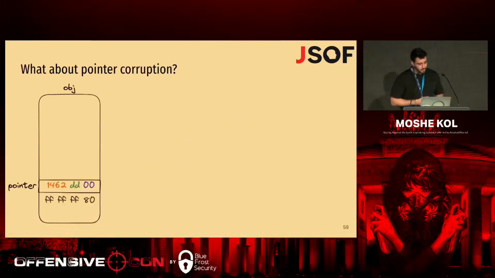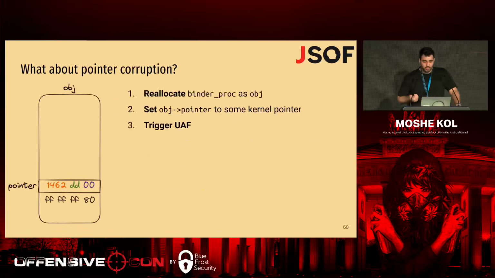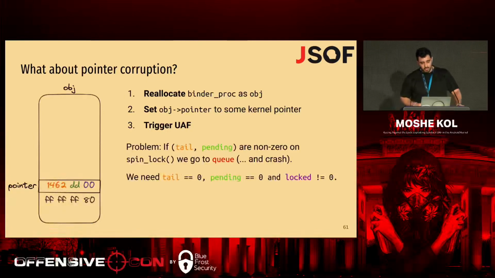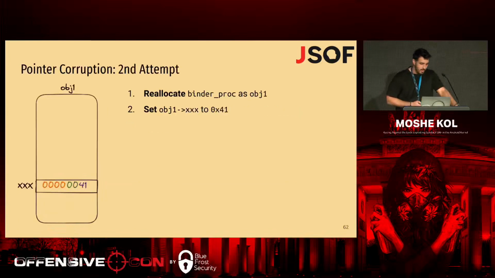So what about pointer corruption? Naively corrupting a pointer would not work either, because if we reallocate the binder proc as some object that has a kernel pointer at that spot, and then we trigger the use of the free, we will likely fail because the tail and pending fields are likely to be not zero. So in the spinlock function, we will jump to the queue label and we likely crash. So remember that for the optimistic spinning phase, we need to have tail 0, pending 0, and locked byte which is not 0.